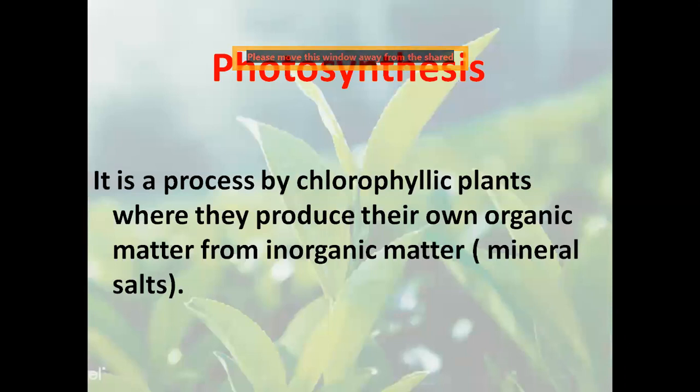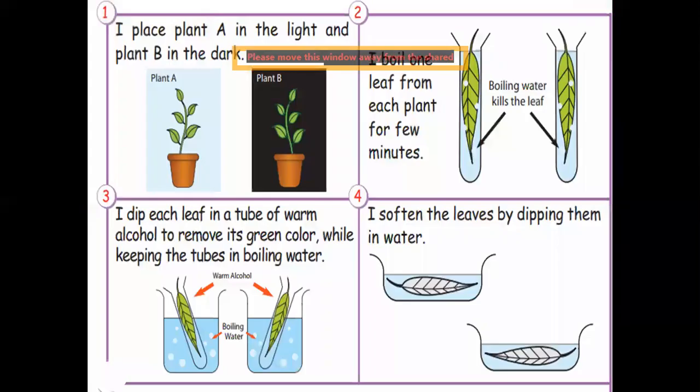So what is photosynthesis? It's the process by which chlorophyllic plants produce their own food. They produce organic food, which we call sugar, and which is stored in the form of starch. We're going to talk about this in the coming slides. And they produce this from inorganic matter, from water and mineral salts as well. So this is the definition of photosynthesis: the process by which the green plants, chlorophyll plants, produce their own organic matter from inorganic matter.